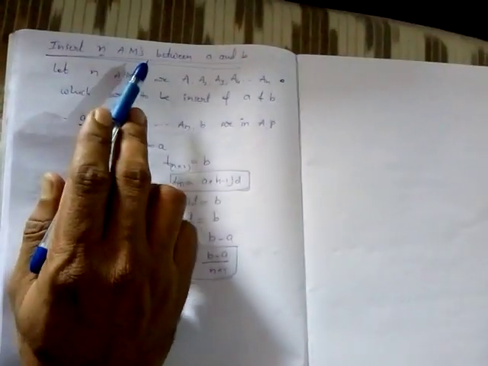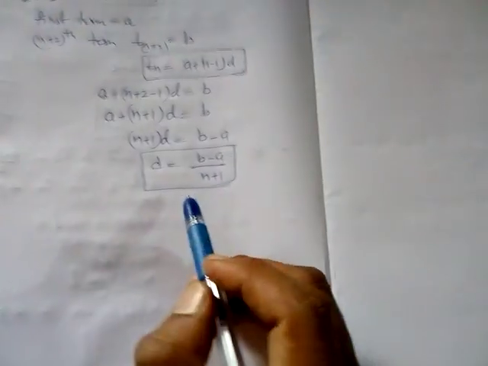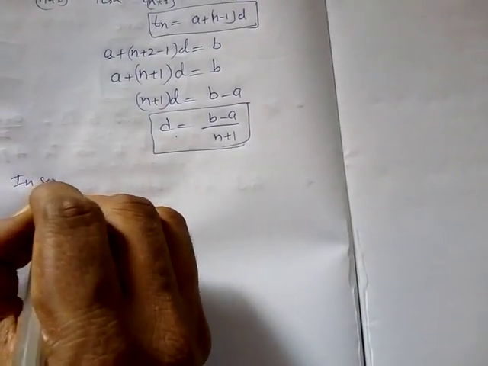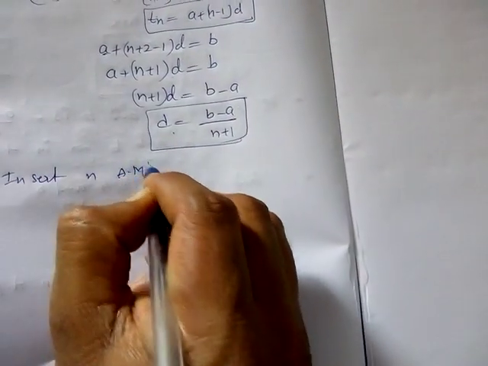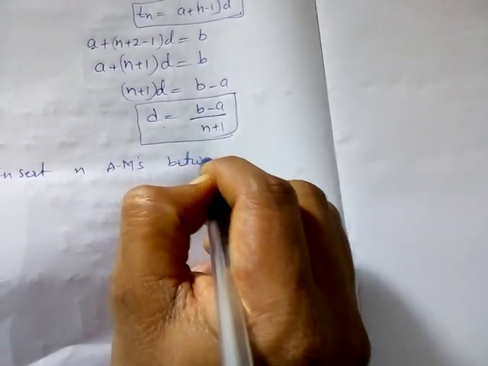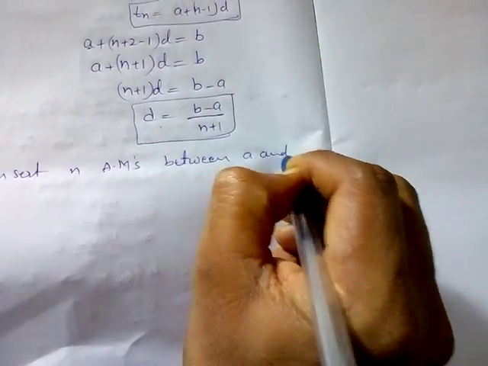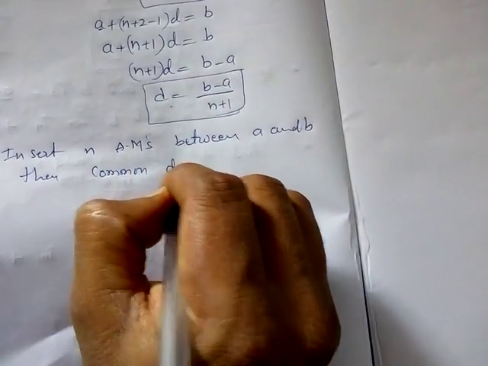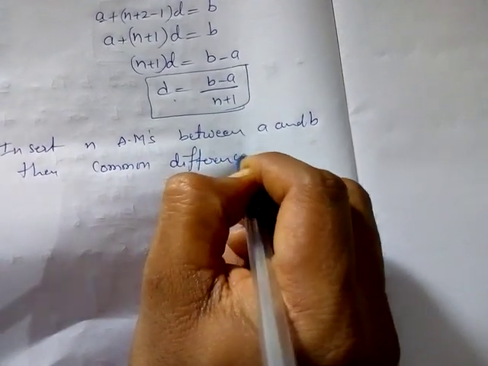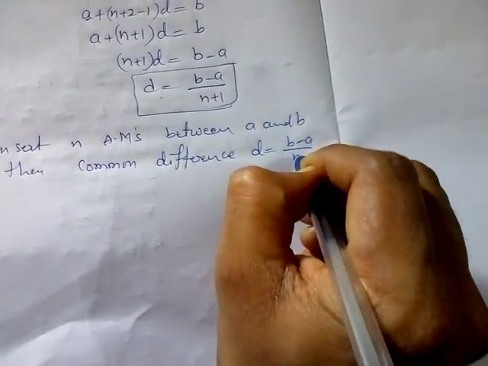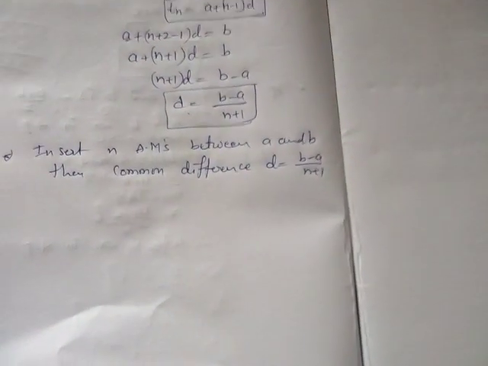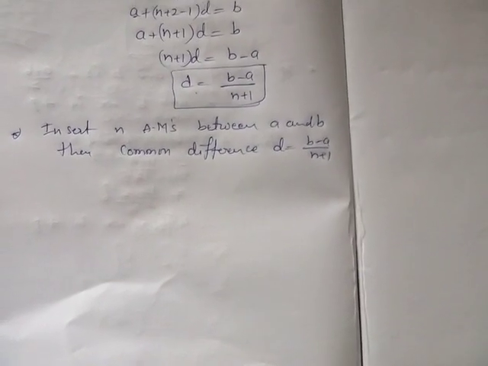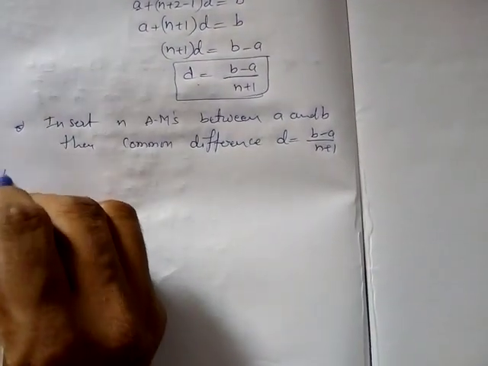If we insert n arithmetic means between a and b, then the common difference d is equal to (b minus a) by (n plus 1). This is the formula. Insert n arithmetic means between a and b, then the common difference d is equal to (b minus a) by (n plus 1). See one more example.